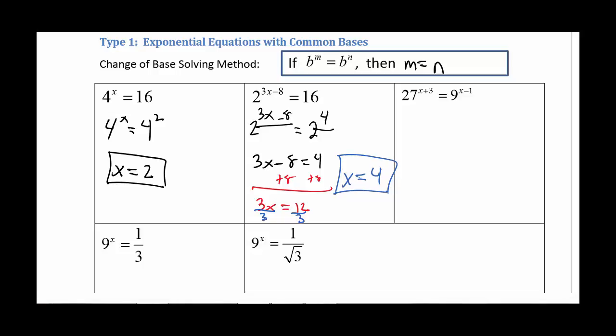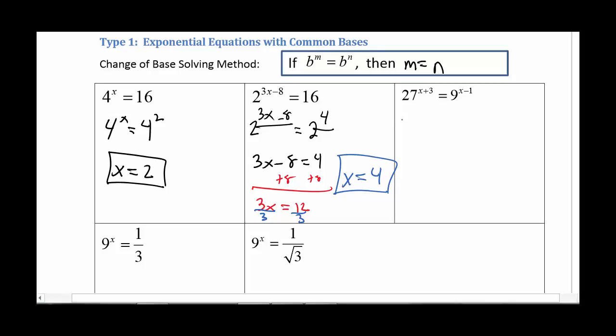Okay. Next up is 27 and 9. We need to think of a common base that works. Now, 27 is 3 times 9, but I need some number to some power. So I don't think 9 is going to work. I need another number that I could rewrite 9 in terms of, and that would be 3 squared. Consequently, 27 is 3 cubed.